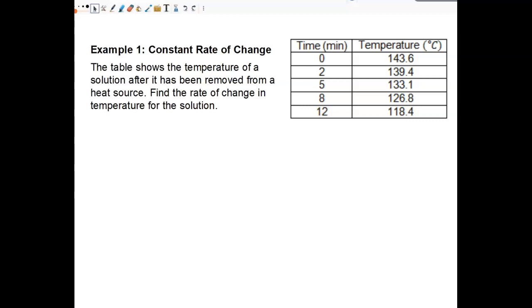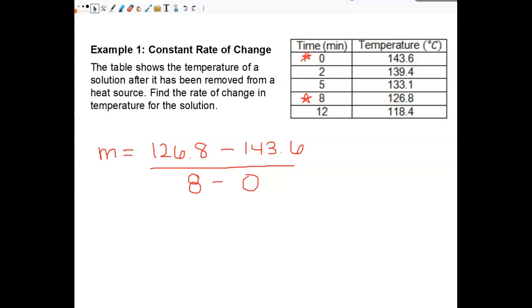So I oftentimes like to use 0 because it's easier to subtract. So in this case, maybe I want to compare 8 and 0. So the slope would be 126.8 minus 143.6 over 8 minus 0. And again, you could have picked any combination.